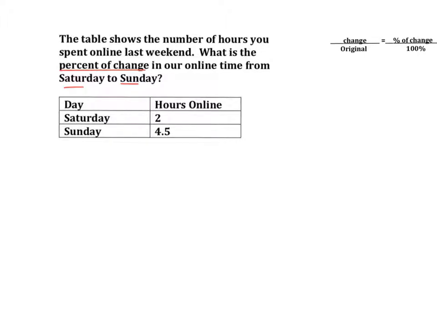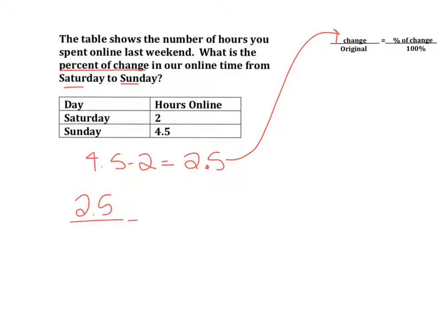All right, our first step is to figure out how much it changed by. So if it started at 2 and it went up to 4.5, then we want to know what was that amount of change. 4.5 minus 2 gives us an amount of change of 2.5. That's going to be the top of our proportion. Okay? The next thing I need to decide is, what is my original amount, or my starting value? Well, we want to know the change from Saturday to Sunday, so Saturday is going to be my starting amount. That was our kind of baseline, our original. And so now we're trying to figure out what percent is 2.5 out of 2.